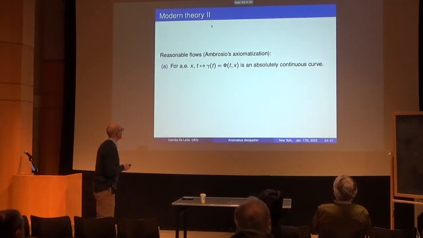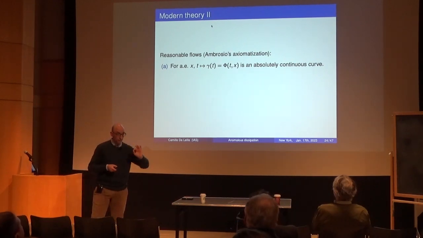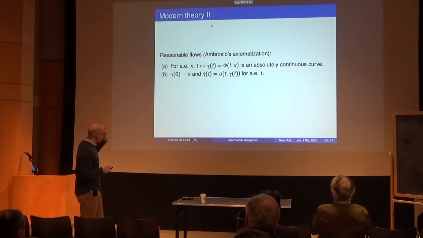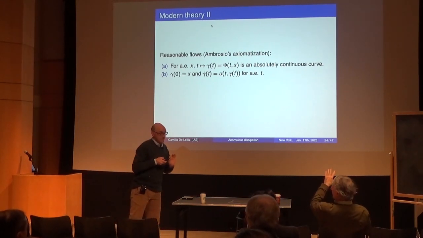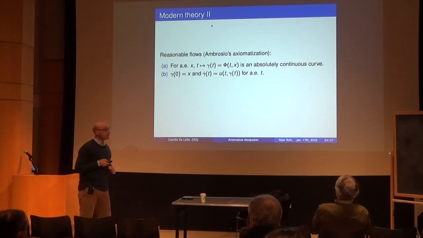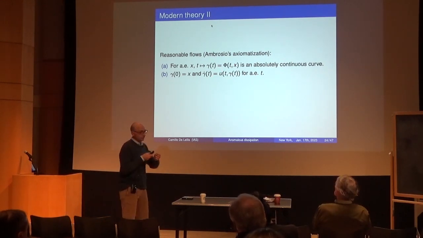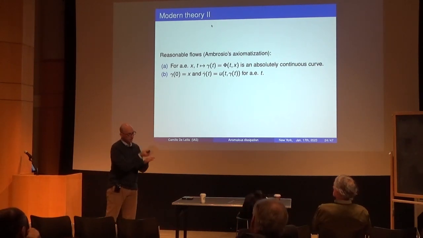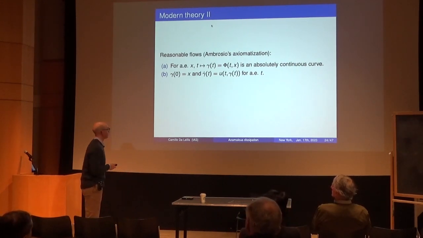A reasonable flow is that for almost every x, gamma of t equal phi of t, x is an absolutely continuous curve. So you're not going to have curves which jump somehow. Continuous means continuous, and you can integrate its derivative. Yes, and integrate its derivative, you get the curve. The derivative solves the ODE in the way you would like it to solve, for almost every t, and since it's absolutely continuous, it's consistent. You can compute the trajectory once you know the derivative pointwise, even though you know it only almost everywhere.